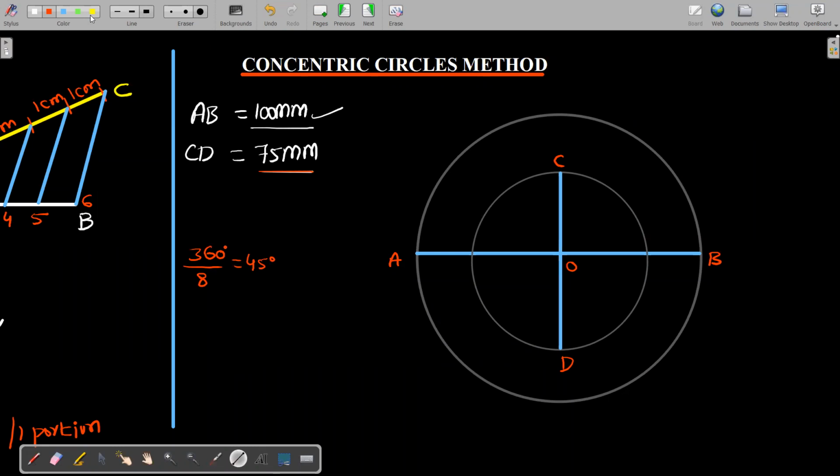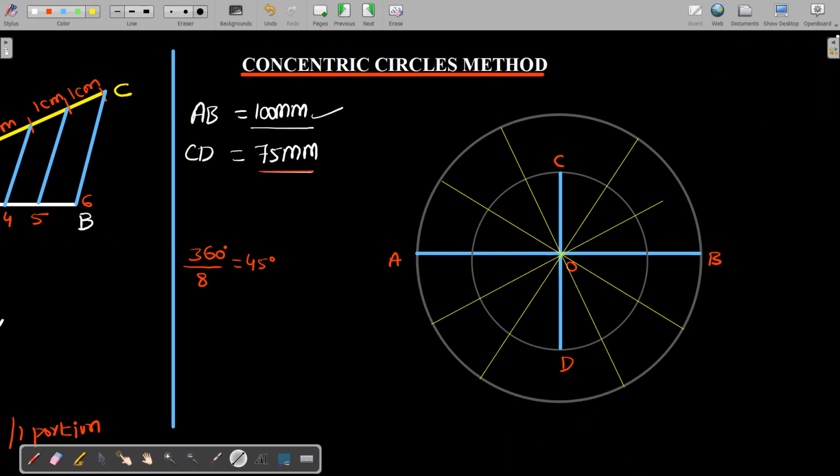Right. Now what you do is, at every 45 degrees you just draw some lines, like this. Again, I'm saying, all of you, at every 45 degrees you should draw some lines like this.